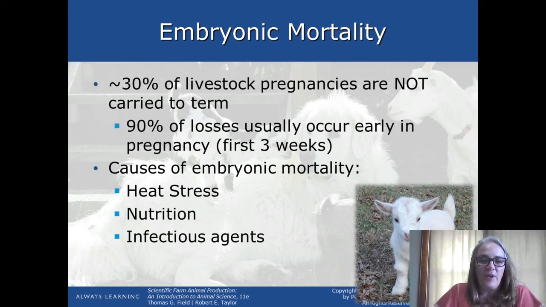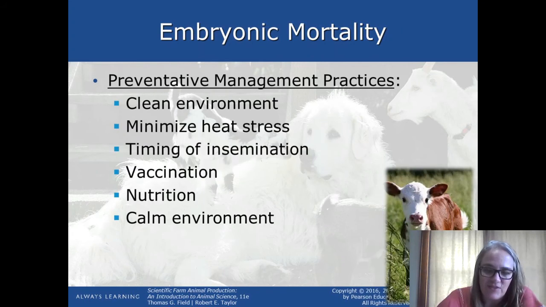It's good to know about embryonic mortality. About 30% of all livestock pregnancies are not carried to term. About 90% of those losses actually occur really early in the pregnancy, in the first 3 weeks. And a lot of those are actually just the embryo not being able to latch on to the uterus and begin to form a healthy placenta. Some of the causes we see of that involve heat stress, bad nutrition, or sometimes infectious agents that are internal.